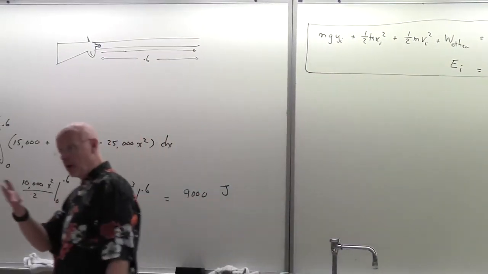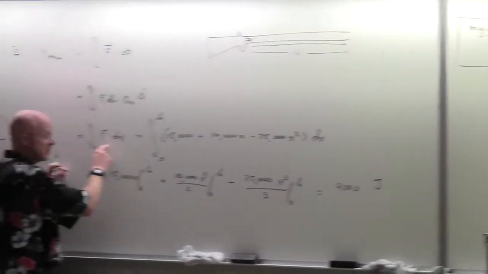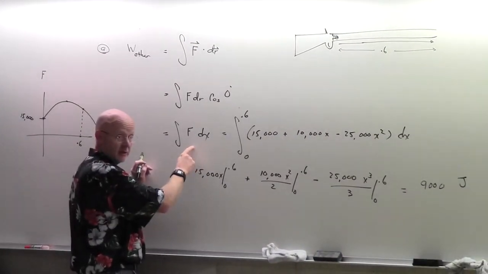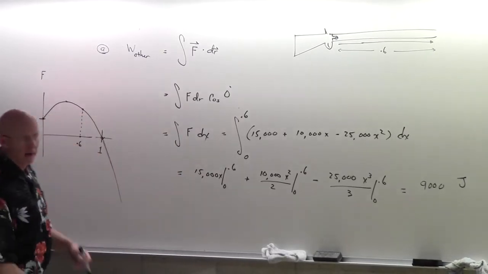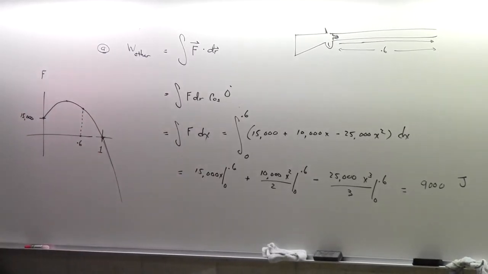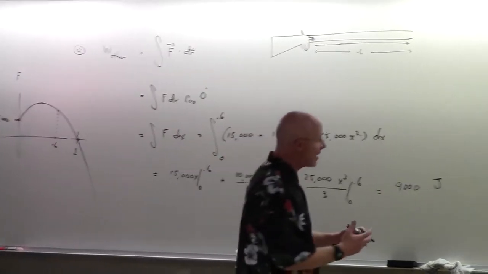Because again, it's work. Work is measured in joules. You'll see that force times distance, right? Newton times a meter. A watt would be a rate. Yeah, it would be power. So there's my 9,000 joules. And so I think I've answered A.